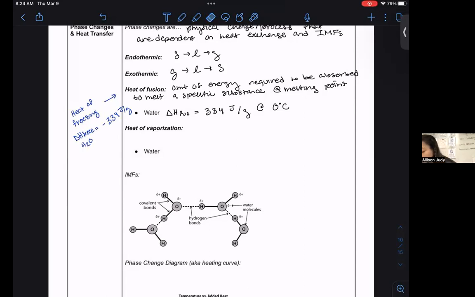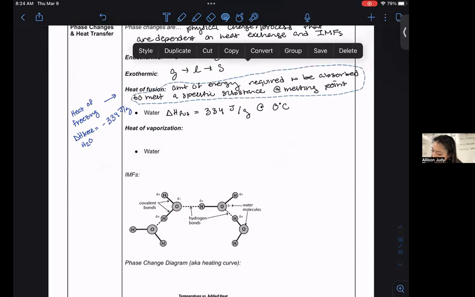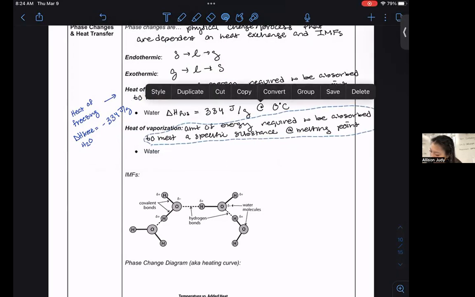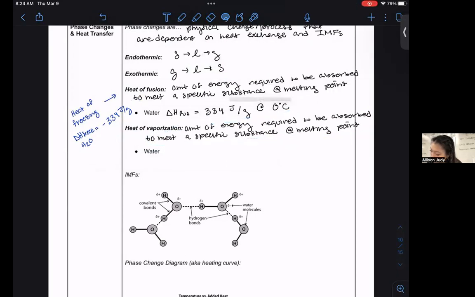But what about the transformation between liquid and gas? Well, we have another term known as heat of vaporization, to create a vapor. This is the amount of energy required to be absorbed to vaporize a specific substance at its boiling point.